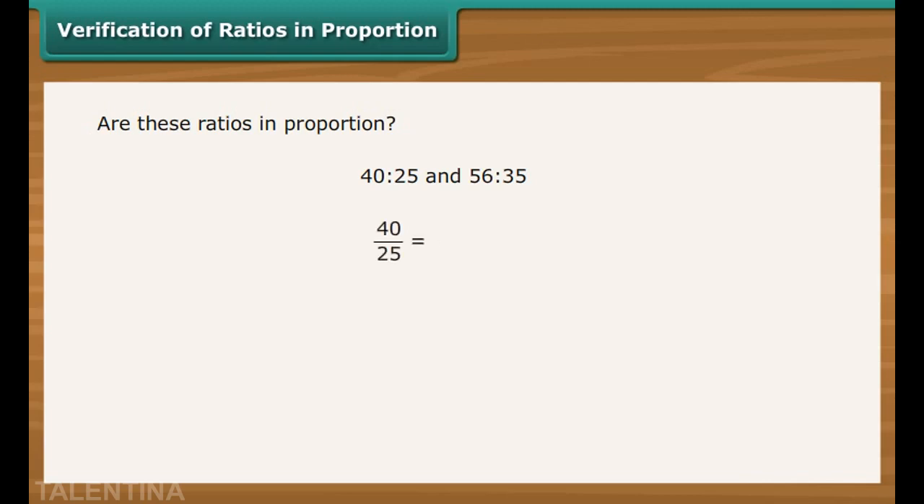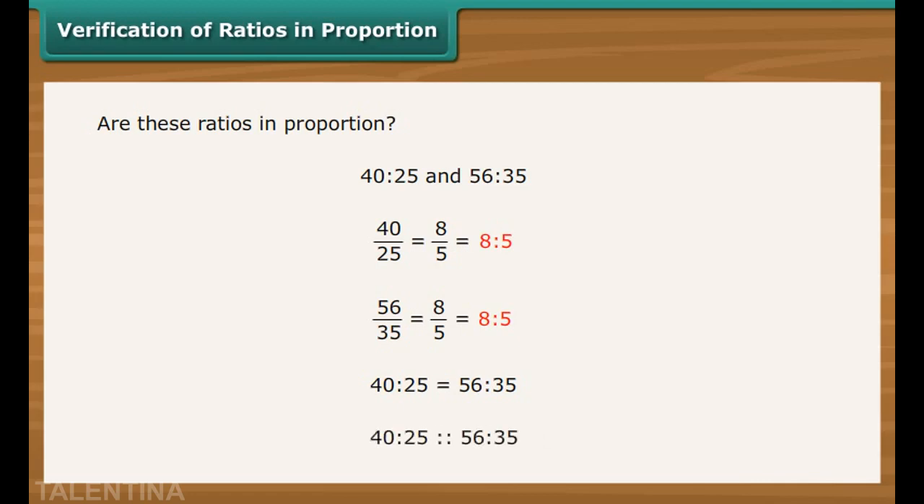40/25 is same as 8/5, that is 8:5. 56/35 is same as 8/5, that is 8:5. Therefore, 40:25 is equal to 56:35. In other words, 40 is to 25 as 56 is to 35.